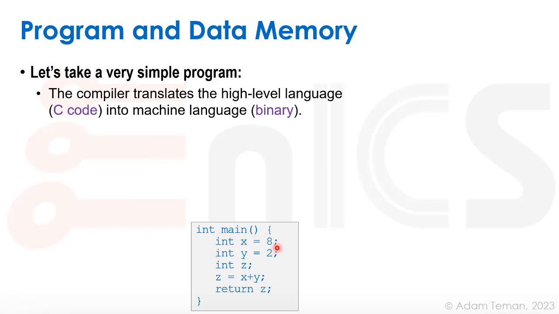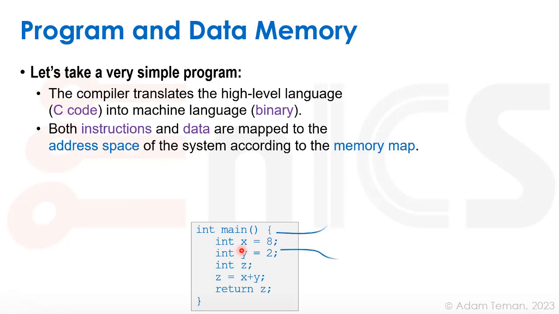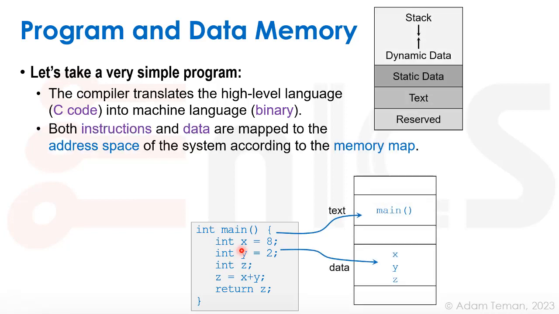What's going to happen here is that the compiler is going to translate this high-level language, this C code, into machine language or binary. So how is it going to do that? It's going to take the code and put it in the text area, and it's going to take the data and store it in the data area.